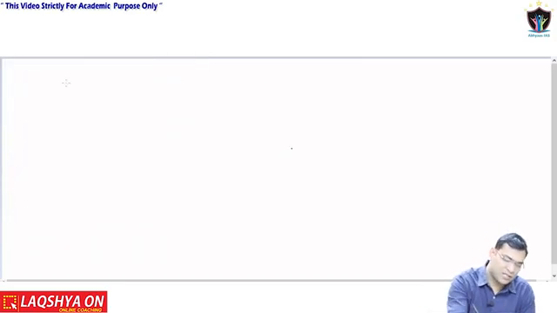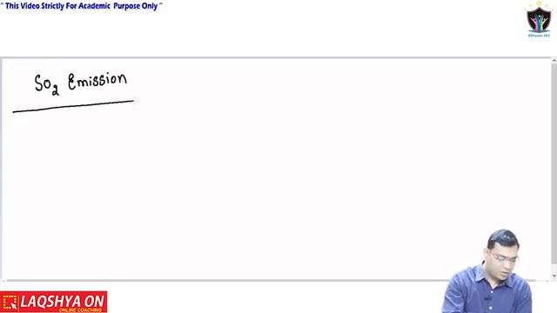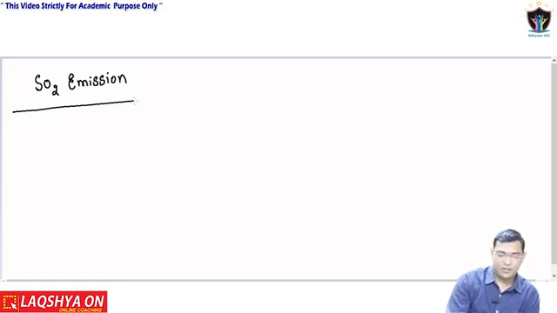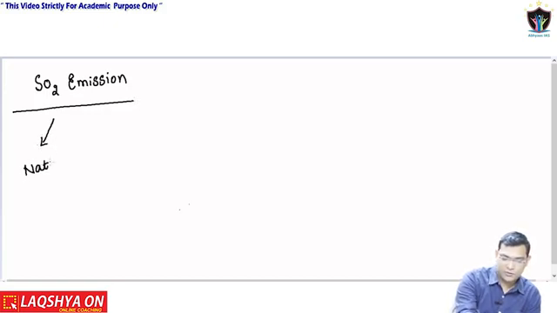Next is about sulfur dioxide emission. Now, what are the causes? Recently, the report said that there is an increase of 50% in the sulfur dioxide emission into the air. Now, what is that? There are two types of resources. One is a natural resource. The other is a man-made resource.